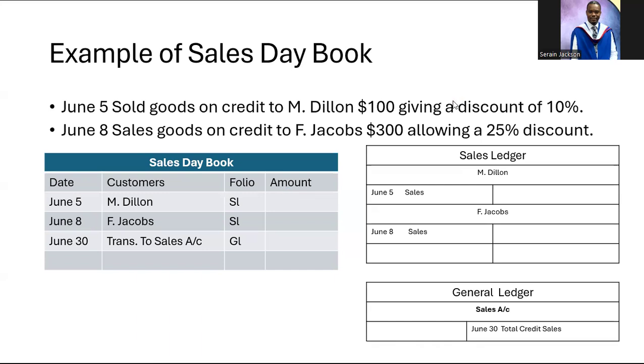So let's look at the first transaction that we have here. It says June 5, sold goods on credit to M. Dillon for $100, giving a discount of 10%. Now, the same rules as the purchases journal apply here. This 10% is what we would call a trade discount. And we do not record trade discounts in the books.